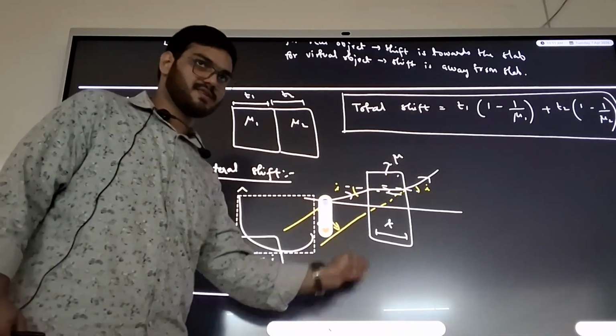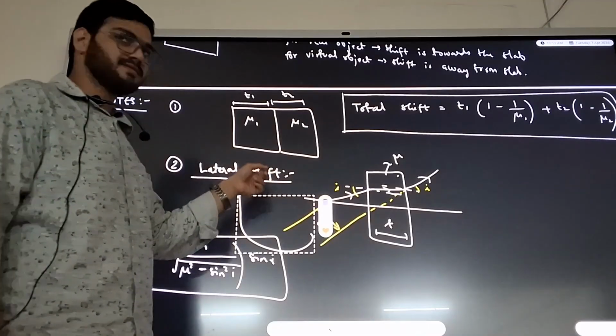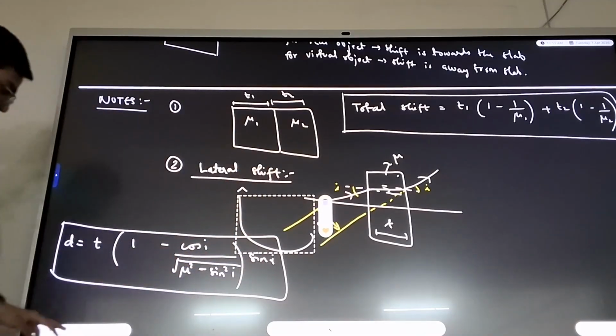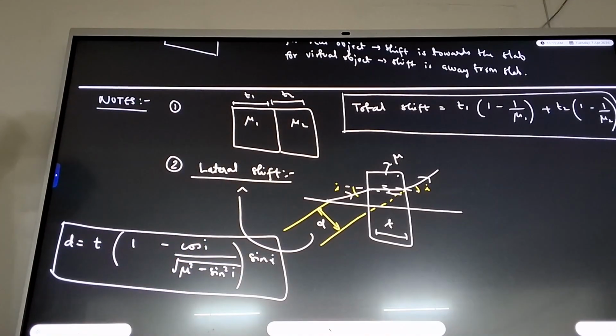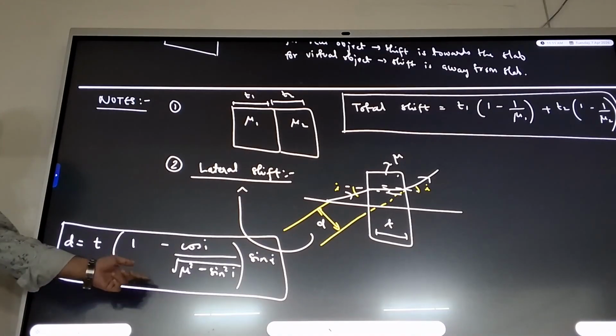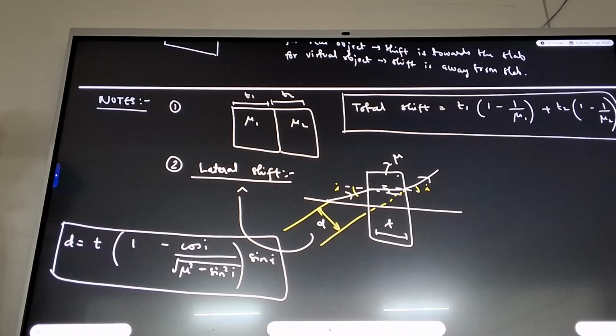Then how much distance did it get shifted? That is lateral shift. And I'm just going to give you the direct formula here, how that happens. And this is the formula. Looks formidable, but the derivation is quite simple.